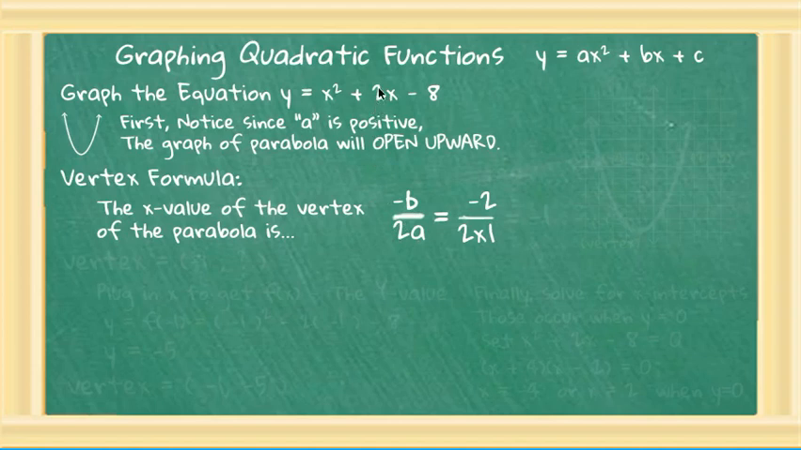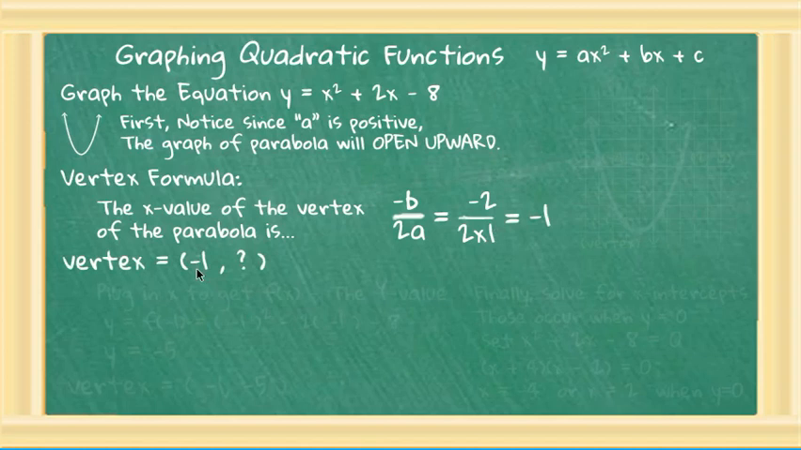b is the second numerical term, the one in front of the x. So negative b becomes negative 2. 2a is 2 times the a term in front of the x squared here. We'll put it here. It's just 1. So 2 times 1. And we simplify that down into negative 1. Okay. So that's our vertex, or that's the x value of the vertex.